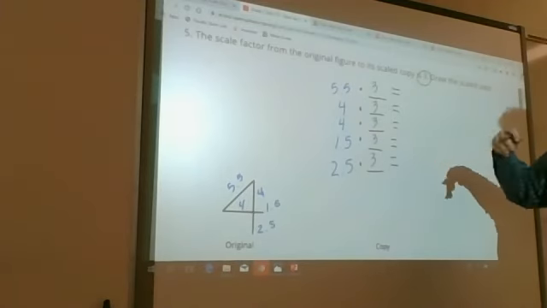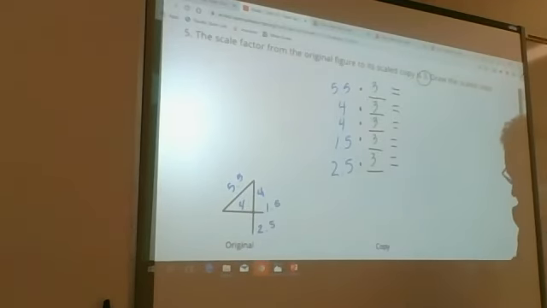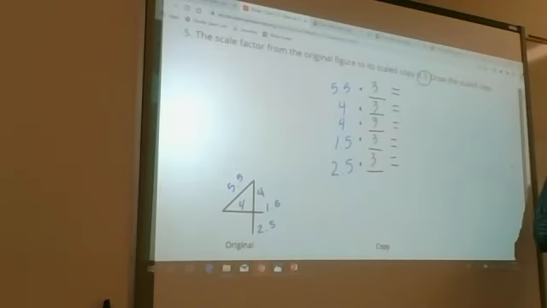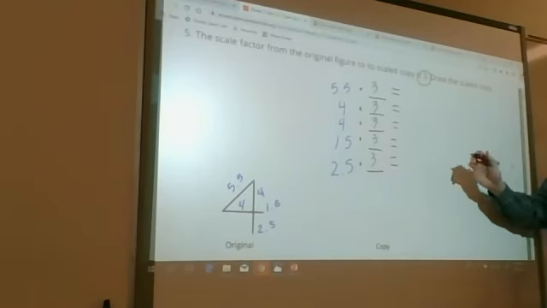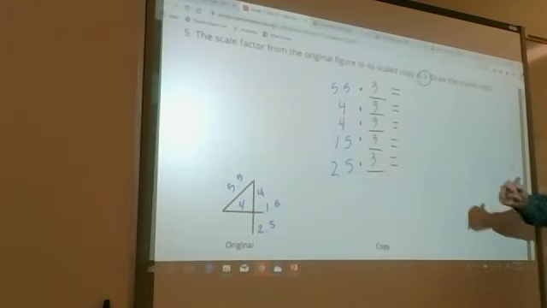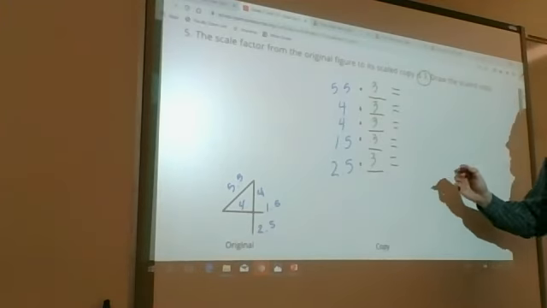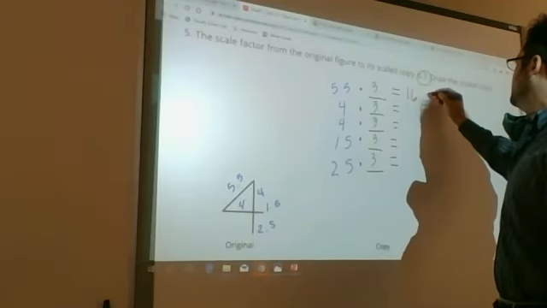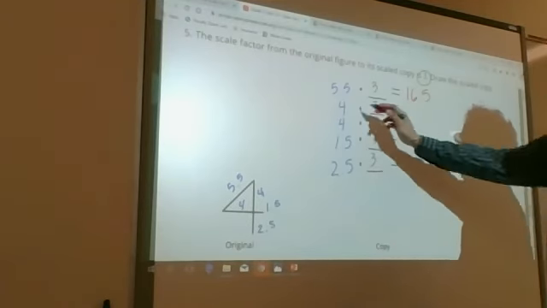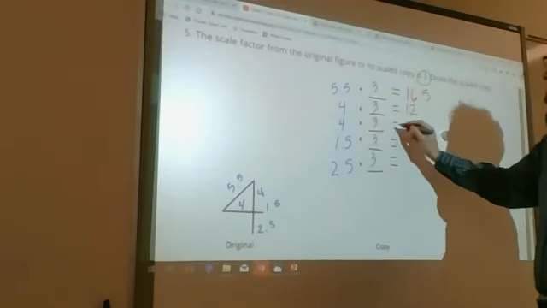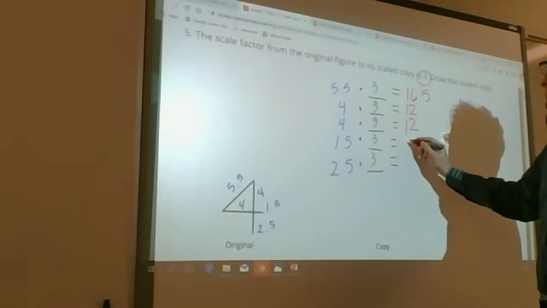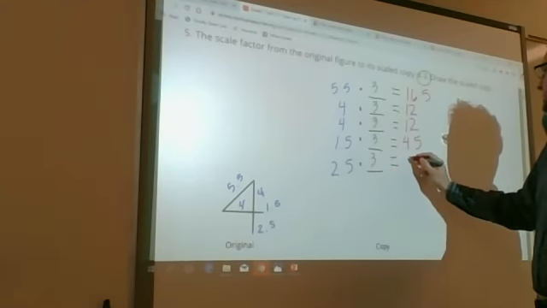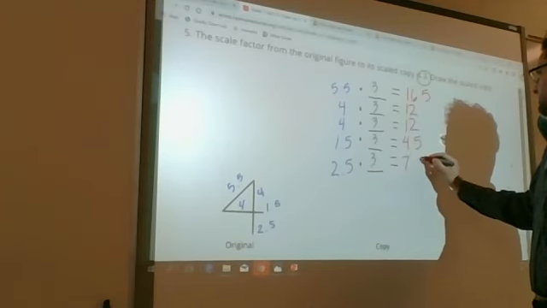Which gives us, I'm going to go ahead and do these quickly for time's sake, and then I'll move out of the way. So 3 times 5.5 is 16.5. 4 times 3 is 12. 4 times 3 is 12. 3 times 1.5 is 4.5. And then 3 times 2.5 is 7.5.